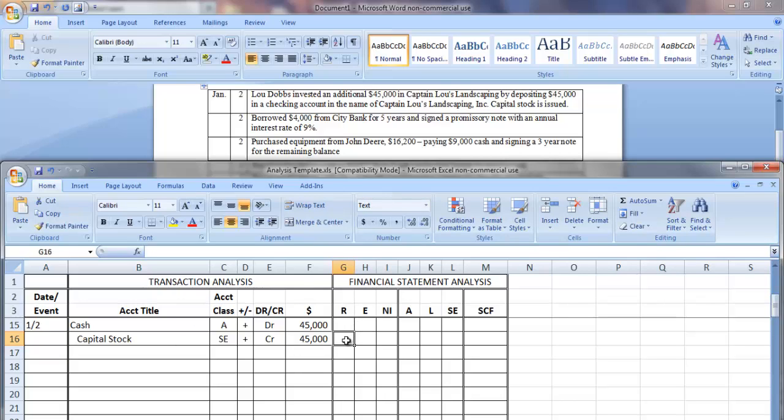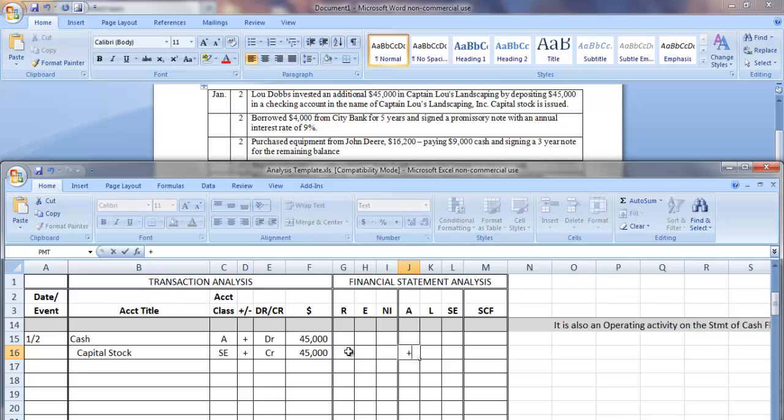On the right-hand side of this transaction analysis template, again, if you choose to use it, you want to go ahead and mark the effect that transaction had on the financial statements in general. So this first transaction, did it have any effect on the income statement? Either my revenues, expenses, or net income? No. So we'll just leave that all blank. We did increase our assets by $45,000. And we also increased our stockholders' equity by $45,000.